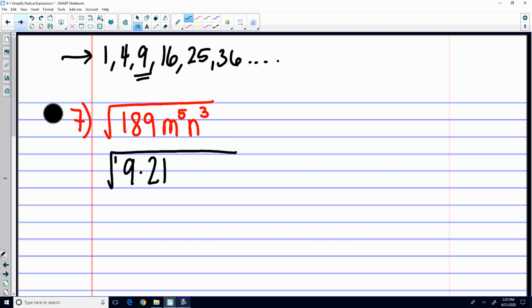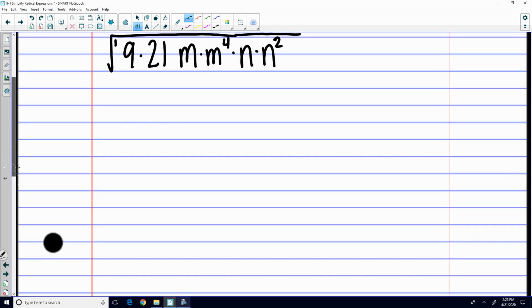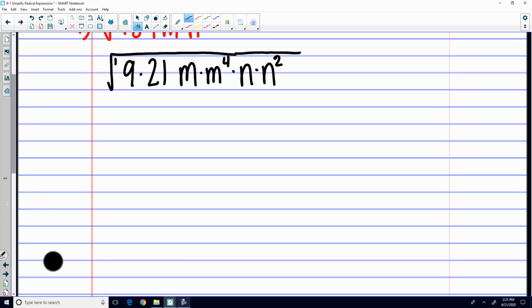Now I'm going to rewrite m to the 5th as a multiplication problem to make an even power. I'm going to take 1 off, and that would leave me m to the 4th, because m to the 1st times m to the 4th is m to the 5th. n cubed is also odd, so it's going to be n and n to the 2nd. Now I have some even numbered things, and let's take out what we can with perfect squares.